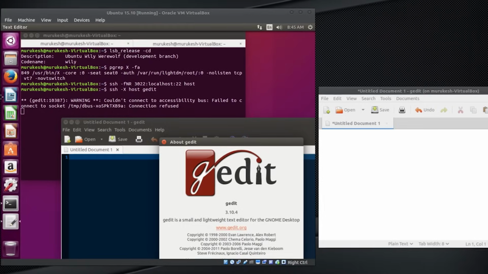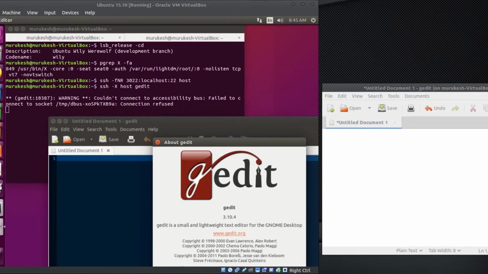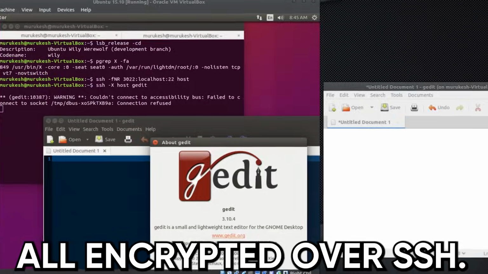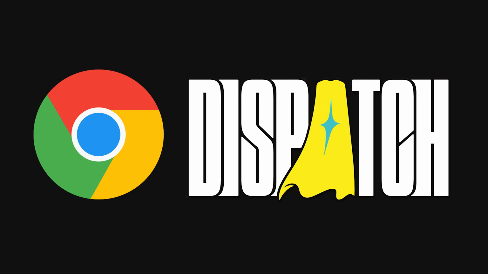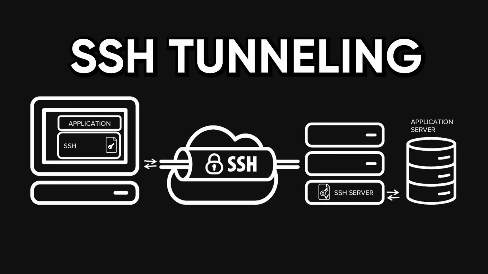SSH can forward X11, which is the windowing system used by most Linux distributions. This means you can run graphical applications on a remote server and have the GUI display on your local machine, all encrypted over SSH. You're basically running Chrome or whatever on a remote server, but seeing the window on your laptop.